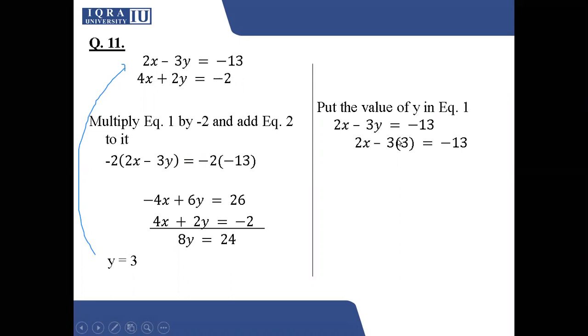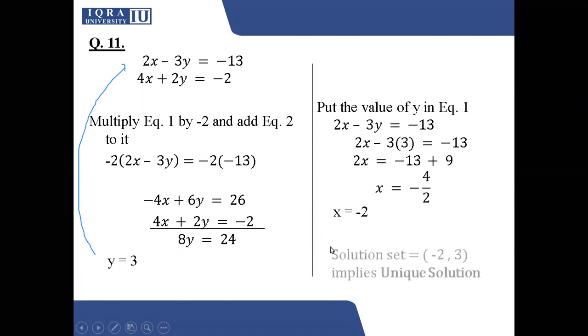Put the value of y right here. Y is value 3. आप यहाँ पे लिख दें 2x minus 3 times 3 equals to minus 13. Solve it, simplify it. You get the value of x as minus 2. So what you got, minus 2 comma 3. This is a solution set, right?